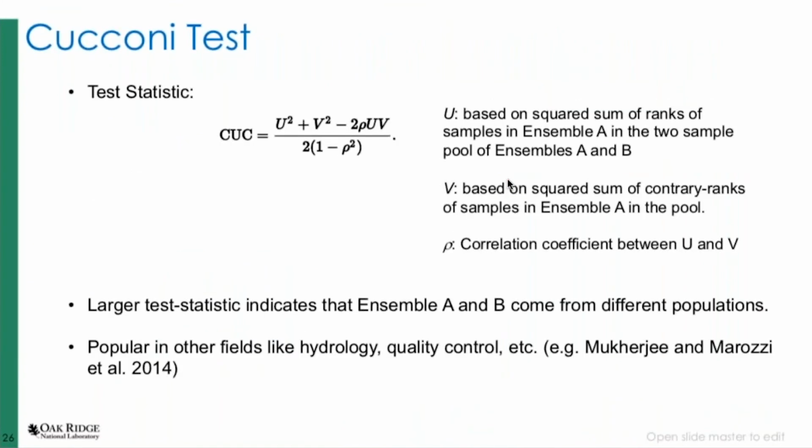Let me just quickly talk about the Cucconi test. It's just a rank-based test. If this is a univariate test, you have a variable and values of that variable, and you rank them. The Cucconi test statistic adds the squares of the ranks and the contrary ranks, meaning the sample size minus the rank, so V is the sample size minus U, basically. A larger statistic means that they're coming from different populations, but a smaller statistic means that they're coming from the same population. This is popular in other fields such as hydrology and quality control.